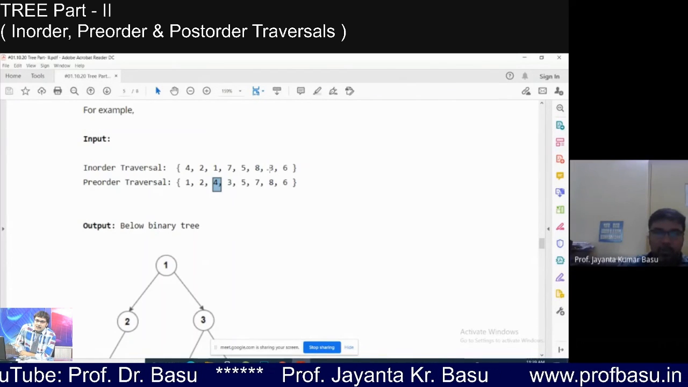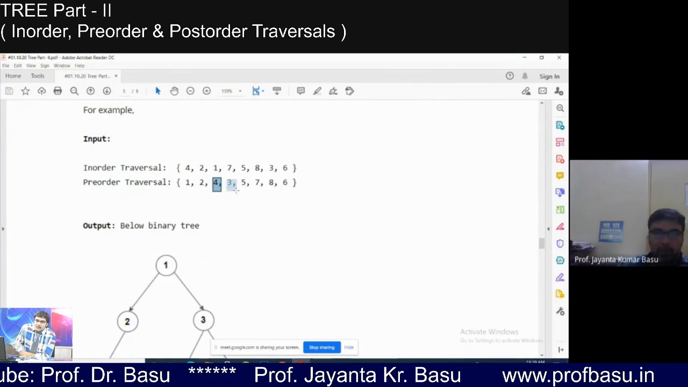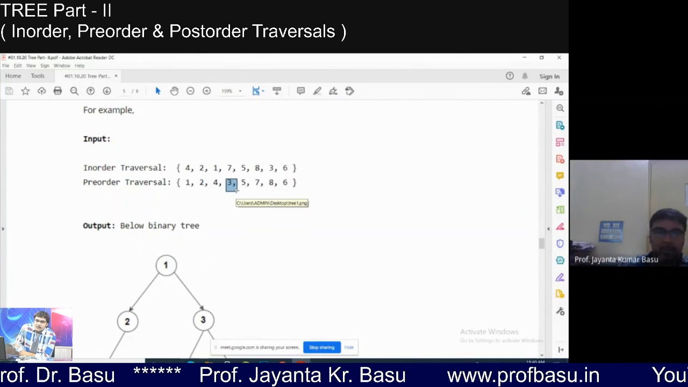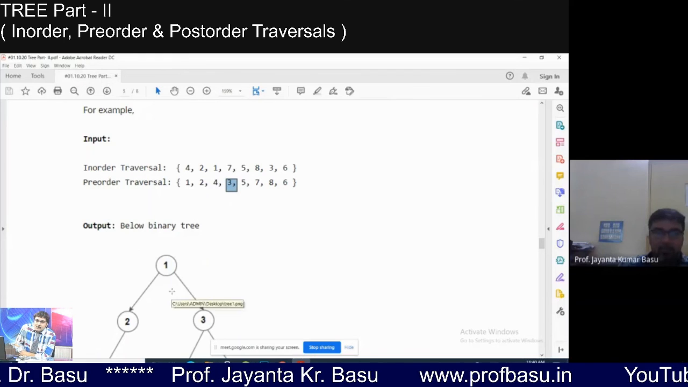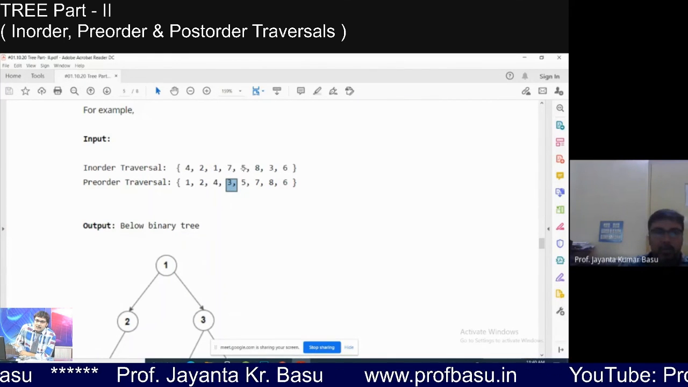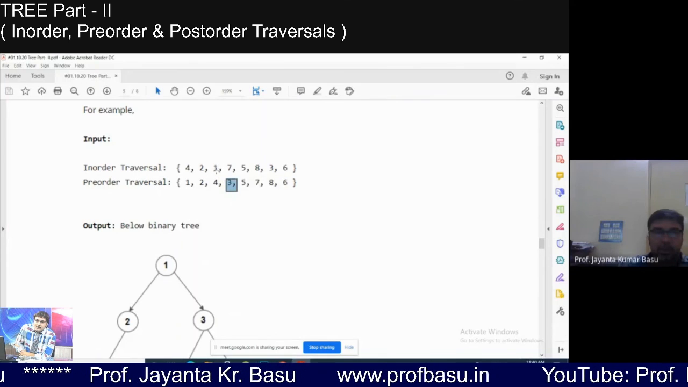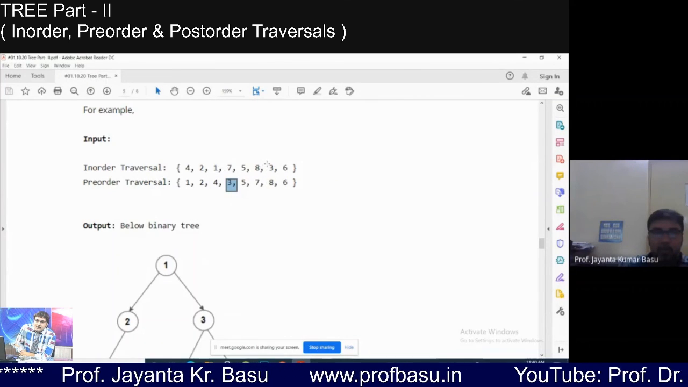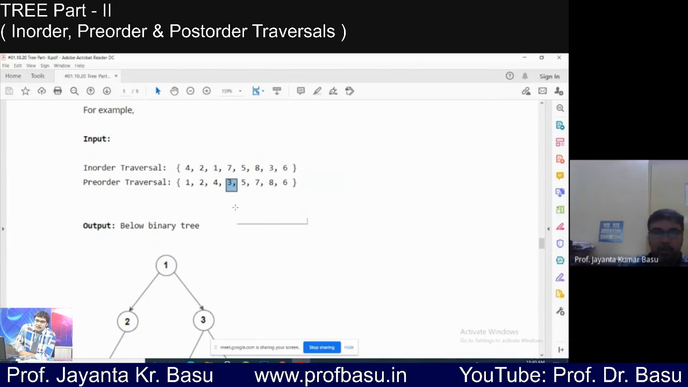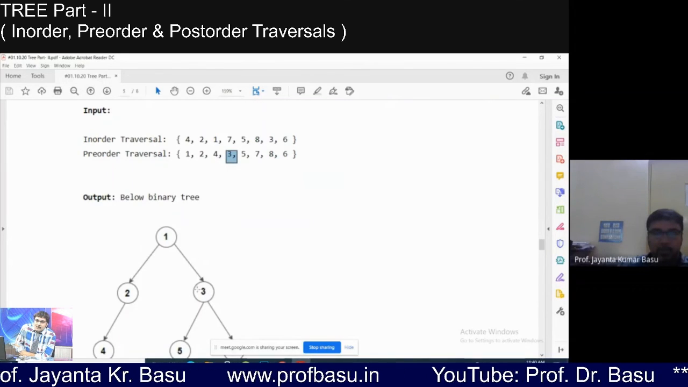Then consider the 3, right? Pick the value 3, you have to place it in the binary tree. So where will you place it? Check the position of 3 in the in-order sequence. It is just on the right side of the 1, right? So 3 will come on the right side of the 1, 3 has come here. Got it?